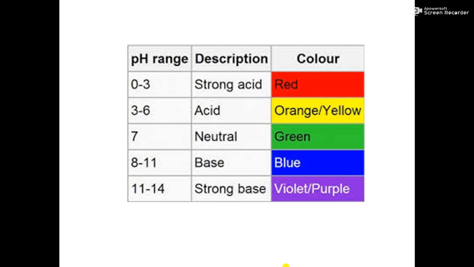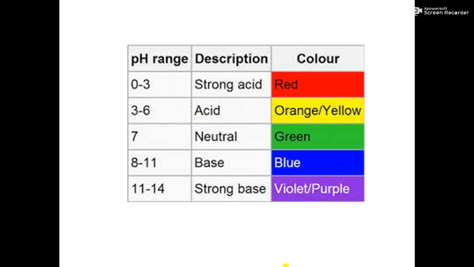At number 7, it is neutral and the color is green. What is the color depicting? It is the color which is showing on the pH scale. So if the color is prominent red, then automatically we can determine the substance in which we had put the pH strip. If it is depicting red color, that means it is a very strong acid. So this is how we can determine.